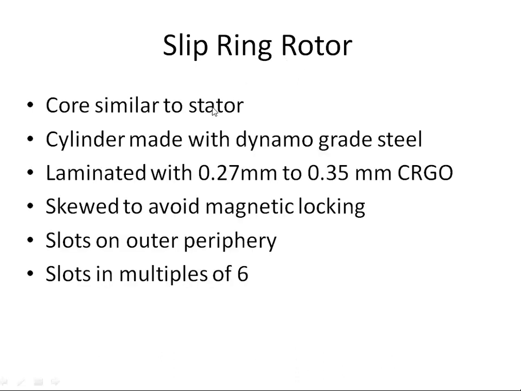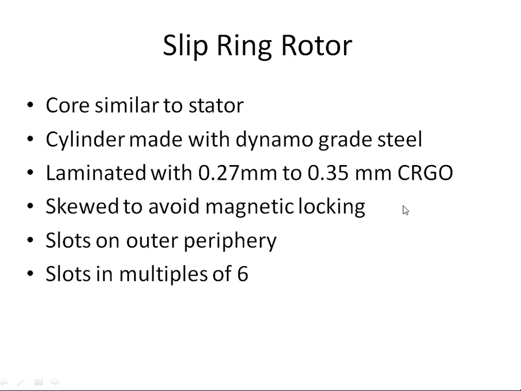So the slip ring rotor basically has a core similar to that of the stator. The core is made up of laminated silicon steel with silicon having 3 to 5%, also known as dynamo grade steel, with laminations having a thickness ranging from 0.27 mm to 0.35 mm. And basically for good characteristics, we use CRGO type of material, that is cold rolled grain oriented, having an advantage that all the grains are aligned in one direction due to the cold process.